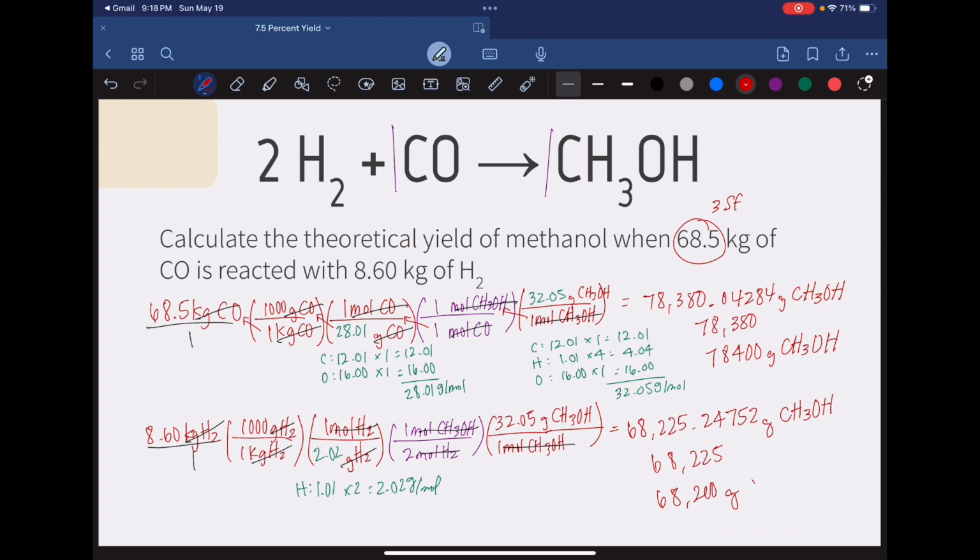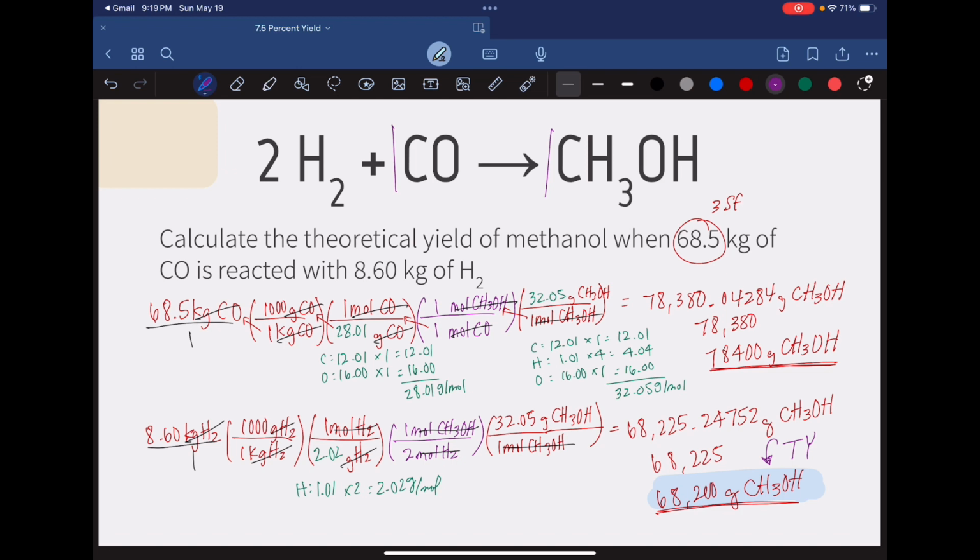68,200 grams of methanol. Now, we did both of these, but you don't really know which one's your theoretical yield. So you have to look at these numbers, right? You have to look at 78,400 versus 68,200. The least amount will be your theoretical yield because that's all you can make. So this, your 68,200 grams of methanol, is your theoretical yield. So I would say this is your TY, your theoretical yield. That's all you can make.